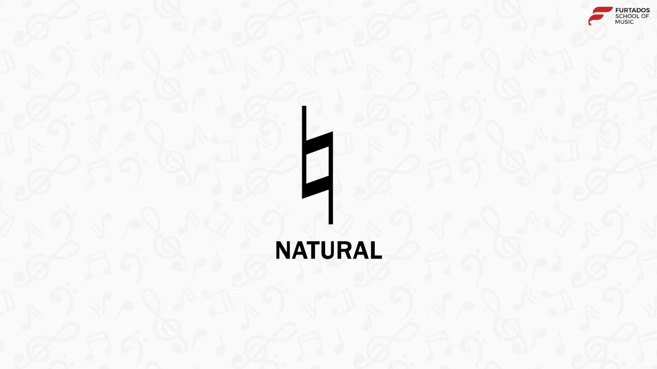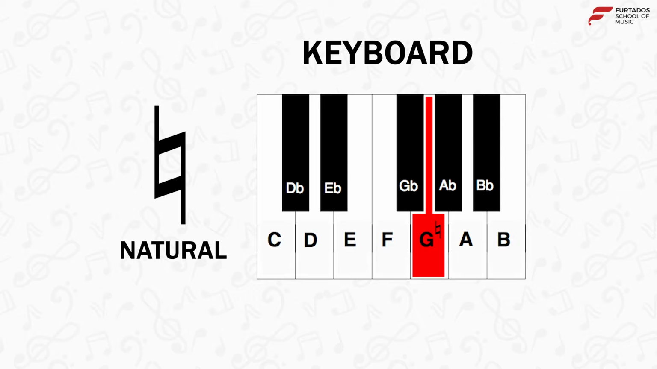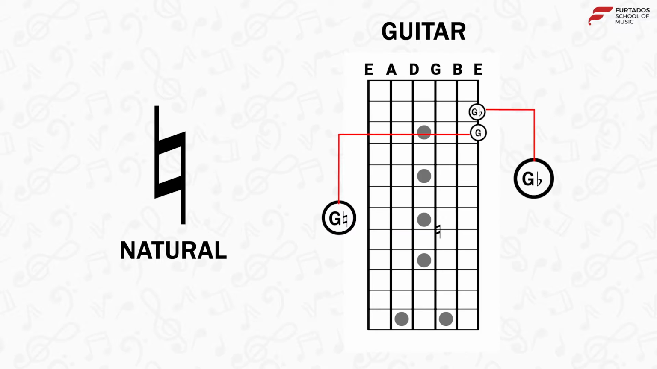A natural. This cancels the effect of another accidental. So if there's a G natural after G flat, we'll play the original note G, which is here on a keyboard or here on the guitar.